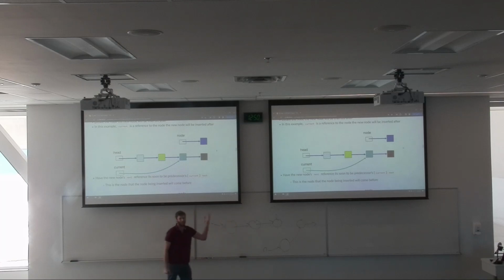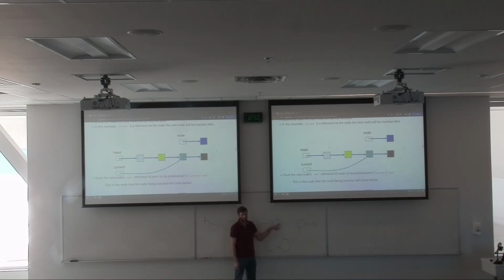Now, how many steps were involved? 1, 2, 3, and then a 2. So, this one's kind of tricky, because once we had a reference to this one, once we had access to the node, it was update this, like 2 steps. But we still did need to find where it needs to go. Right?